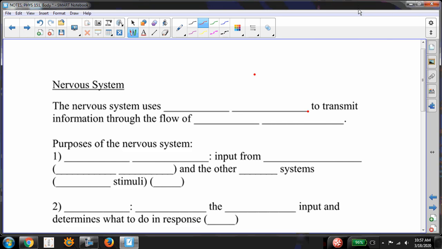Howdy everybody. So the nervous system. The nervous system can be kind of complicated, and hopefully in your A&P class you spend more time dealing with the nervous system. We just want to have a few basic things that I want you to walk away from it with.